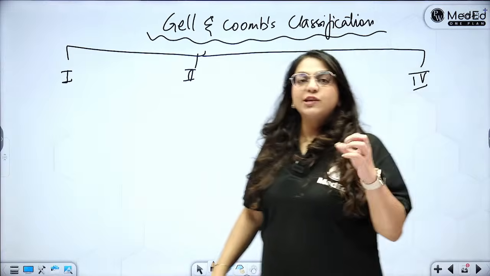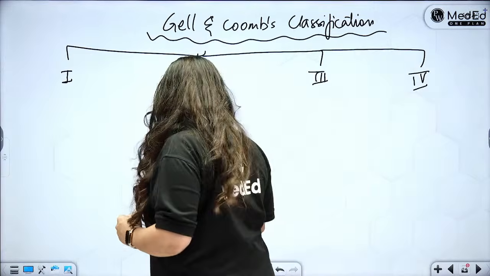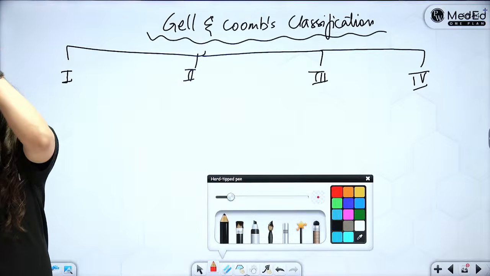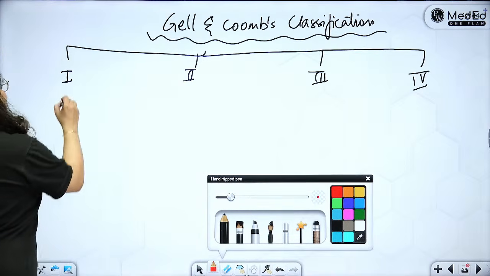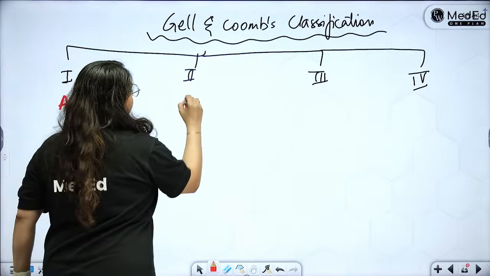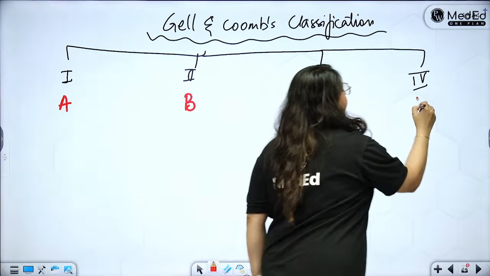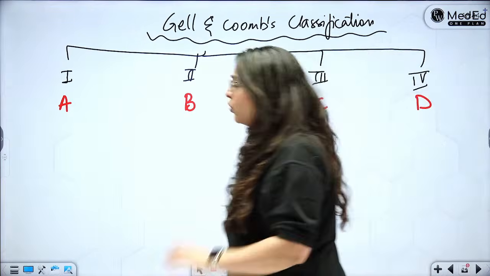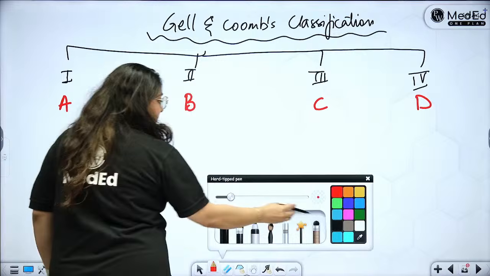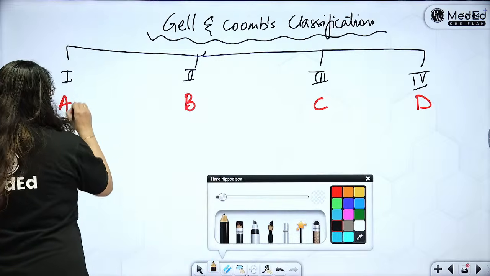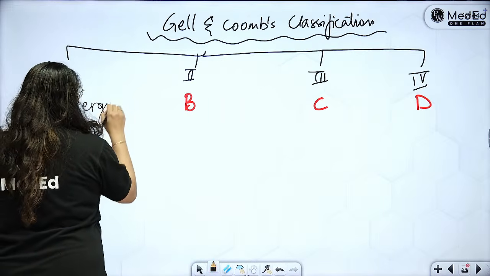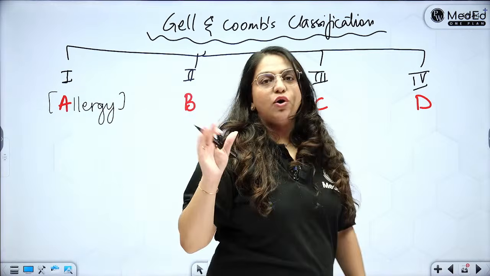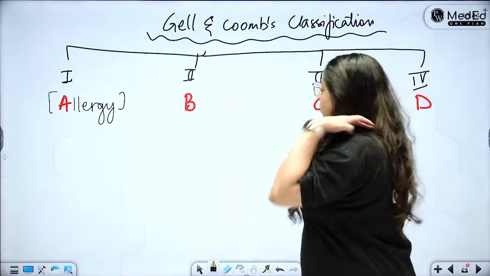Now I have a set of mnemonics for you. How to remember all of this? We have written 1, 2, 3, 4. Can we also write it as A, B, C, D? So I am writing A, B, C and D. Simply remember 1, 2, 3, 4 as A, B, C, D. So what is A? A stands for allergy. Type 1 hypersensitivity reaction is allergy or allergic response.